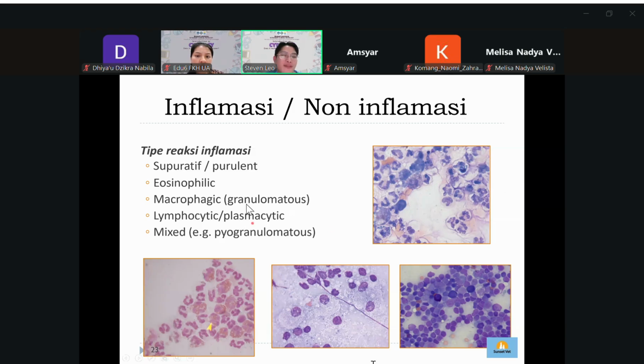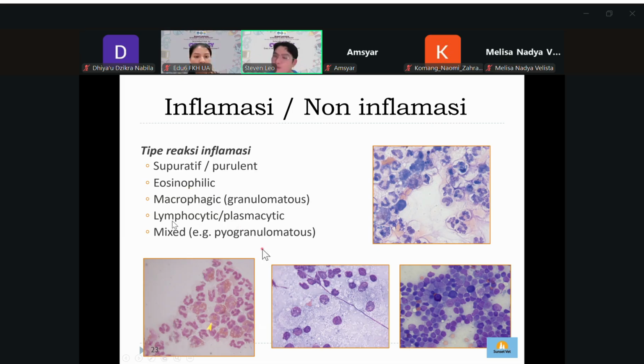But how about if it's granulomatous? In granulomatous, you're going to see macrophages. There are still neutrophils, but more macrophages. If it's mixed pyogranulomatous, you're going to see about 70% neutrophils, and the rest a few macrophages. Lymphocytic means you have to find the lymphocytes.